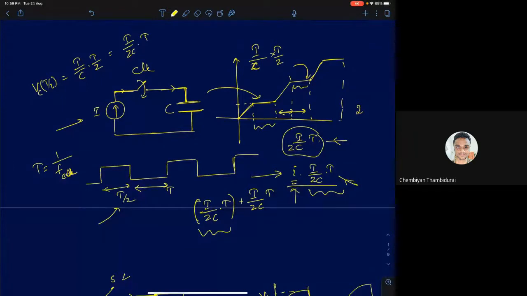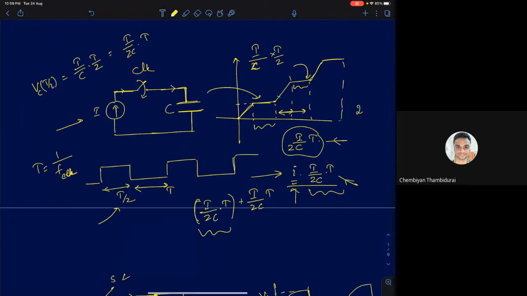So at every cycle, you're going to add a charge or voltage of value I by 2c into t. So it's accumulating it. Now, if I have to convert a capacitor, which has the tendency to accumulate voltages, into a resistor, then I need to introduce some kind of a reset mechanism.